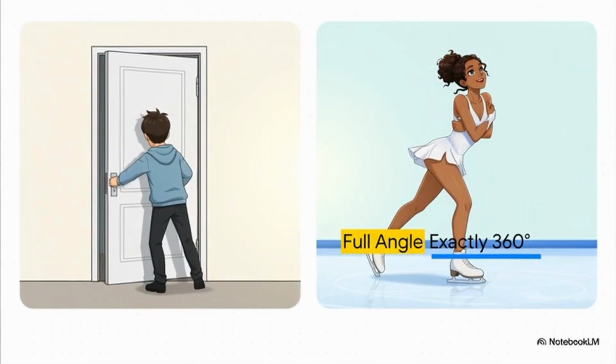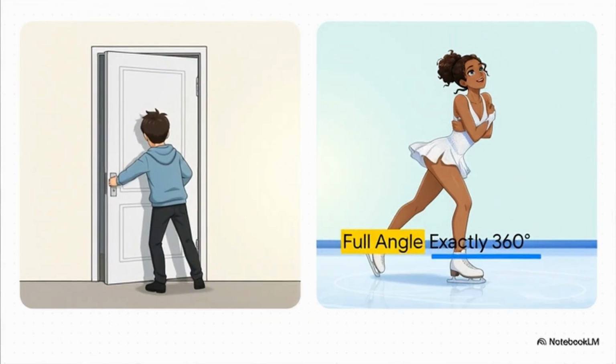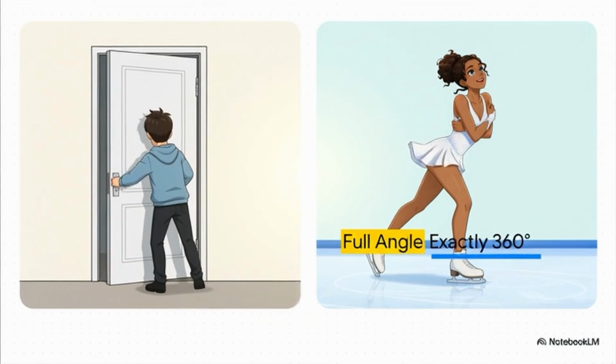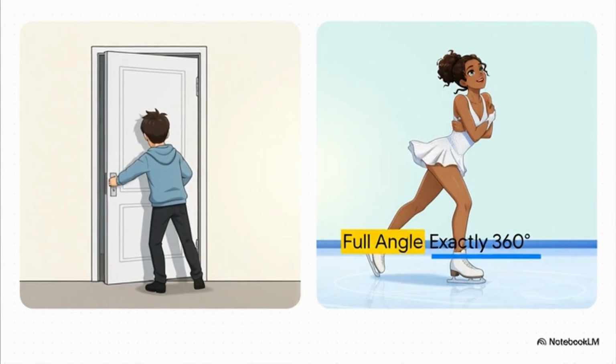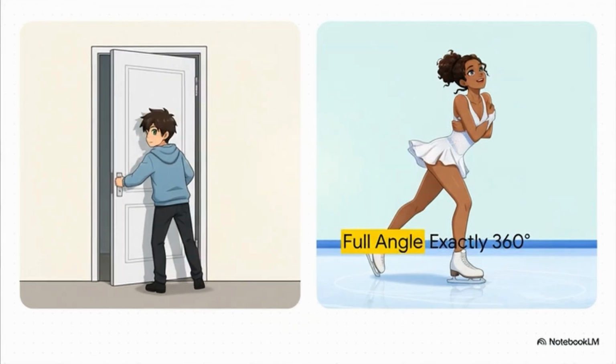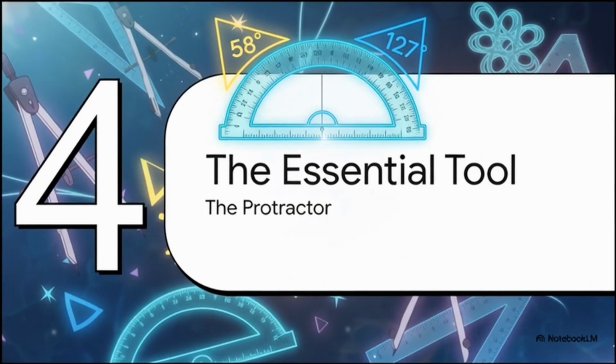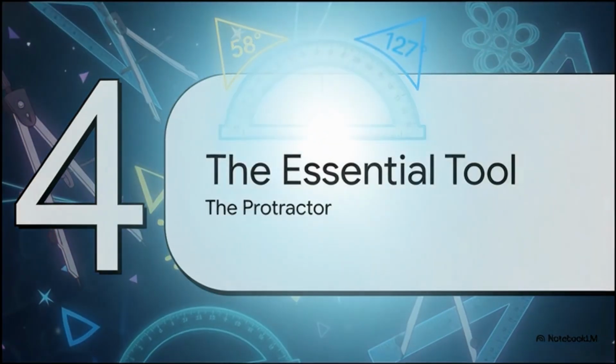Oh, but we're not done yet. There's also the reflex angle. This is the big one on the outside. Imagine opening a door so far it swings way past a straight line. That's a reflex angle. It's between 180 and 360. And finally, if you go all the way around back to where you started, that's a full angle, a complete circle, all 360 degrees.